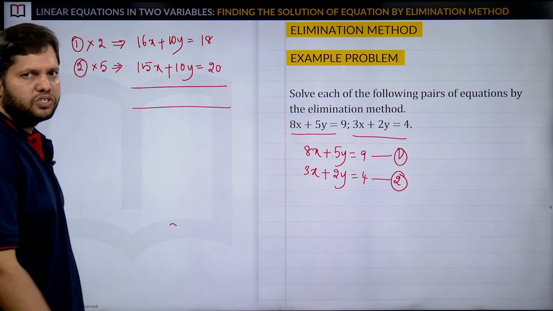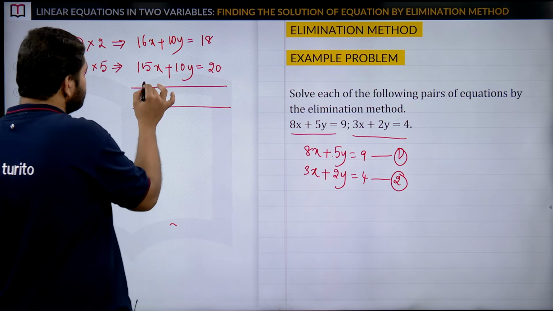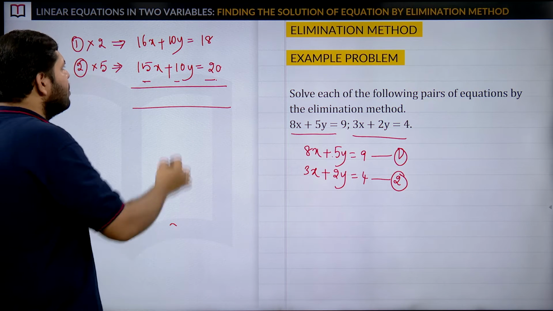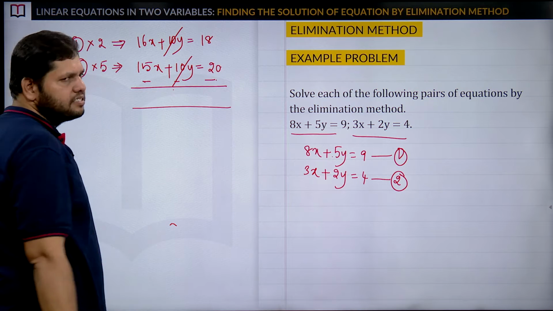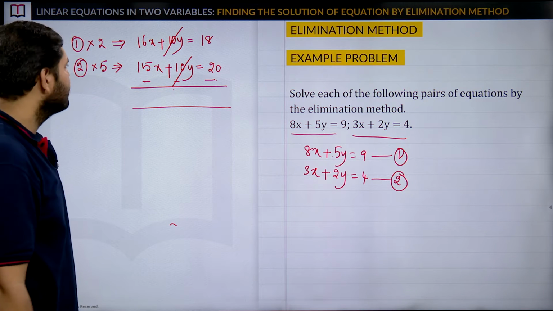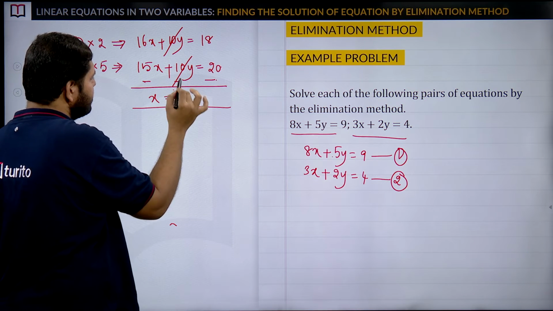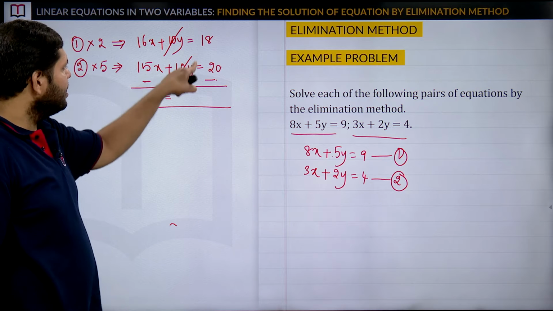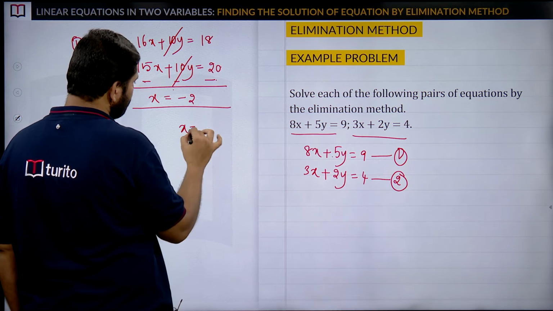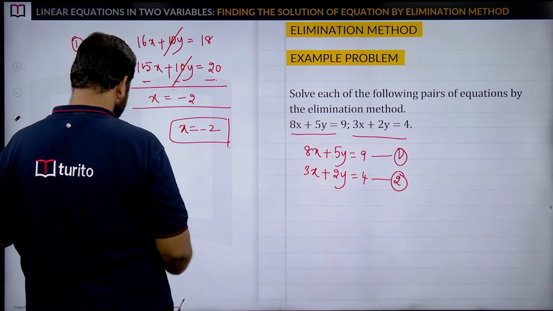So what happens if I do subtraction? Automatically the signs will change. So this is minus, this is minus, and this is minus. So 10y minus 10y gets cancelled because both quantities are equal. Now 16x minus 15x, so what is the answer, children? Only a single x. 18 minus 20, what is 18 minus 20, children? It is minus 2. So x is equal to how much, children? We got minus 2 as the answer. Clear, children? x is equal to minus 2.